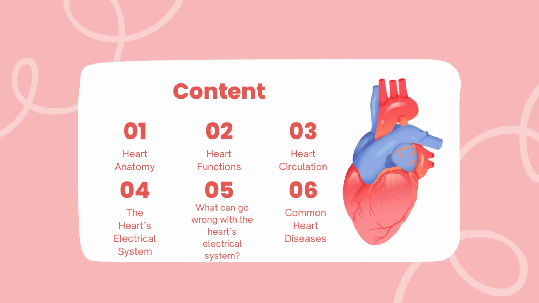So, these are the contents of this presentation. We'll discuss the heart anatomy, its functions, and go over heart circulation and the heart's electrical system. We're also going to talk about things that can go wrong with the heart's electrical system, as well as some common heart diseases.